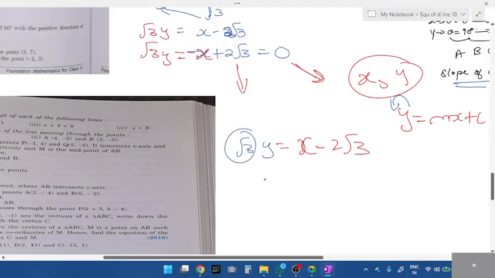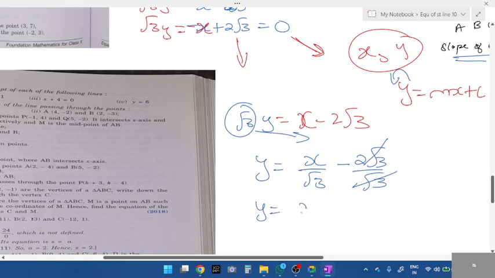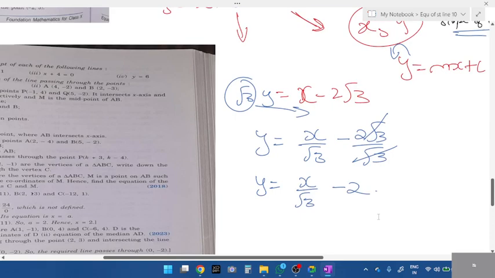What happens to this root 3, students? Root 3 should get divided to both, right? What do we get? x root 3 minus 2 root 3 by root 3. Root 3 and root 3 get cancelled. What's the answer? y is equal to x by root 3 minus 2. Compare this formula.